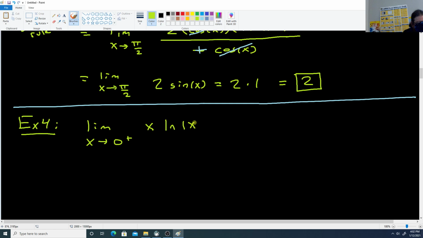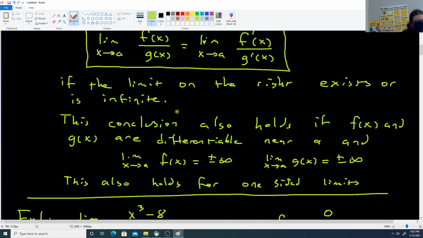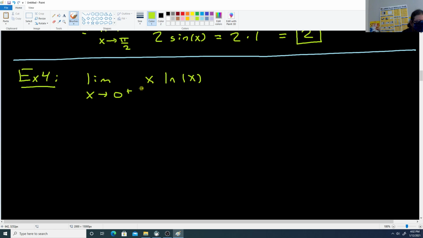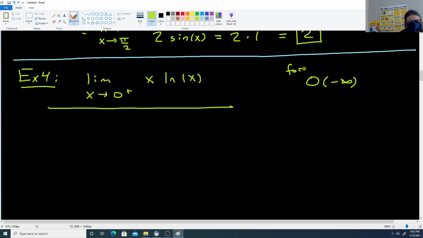And we should remember, when we wrote down L'Hopital's rule initially, we said this also holds for one-sided limits, so we could use L'Hopital's rule on one-sided limits. The problem here is, initially, when we look at this, as x goes to 0 plus, just x itself goes to 0. And that's being multiplied by natural log, which as x goes to 0 from the right is going to head down to negative infinity. So we're in form 0 times negative infinity. This is indeterminate.